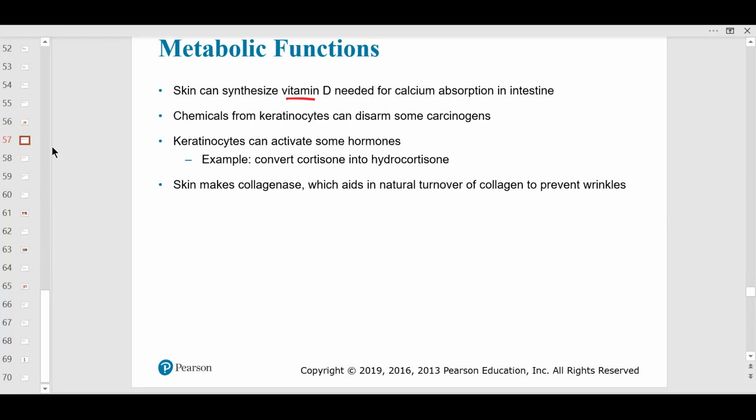So skin can synthesize vitamin D, because without vitamin D, you can't absorb your dietary calcium in the small intestine. And keratinocytes may have some help in stopping the mitosis of cancer, because they undergo apoptosis. So there might be some factors that could slow down the mitosis of other cells. And activate hormones, convert cortisone into hydrocortisone to make it more active. So there's a lot of functions here.